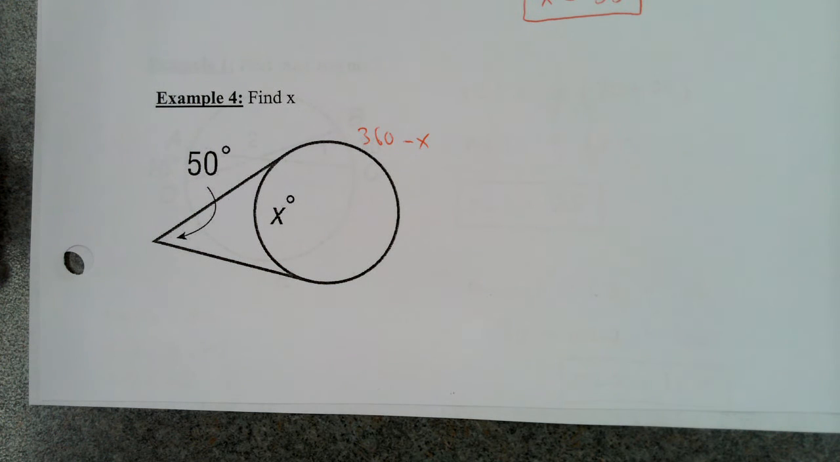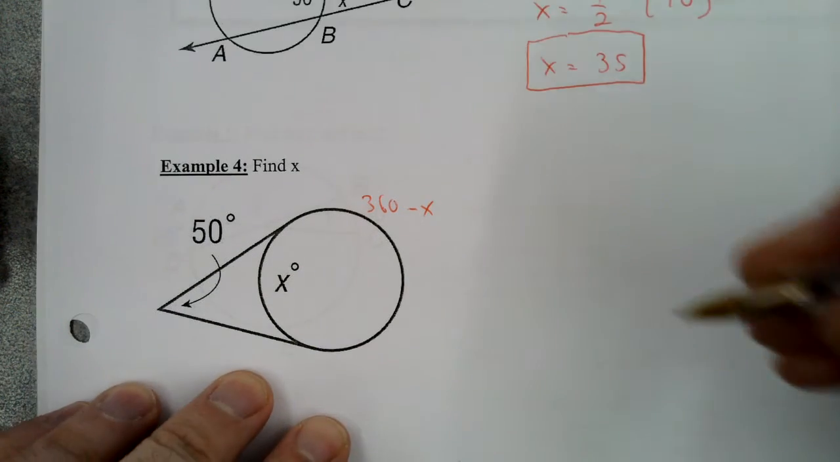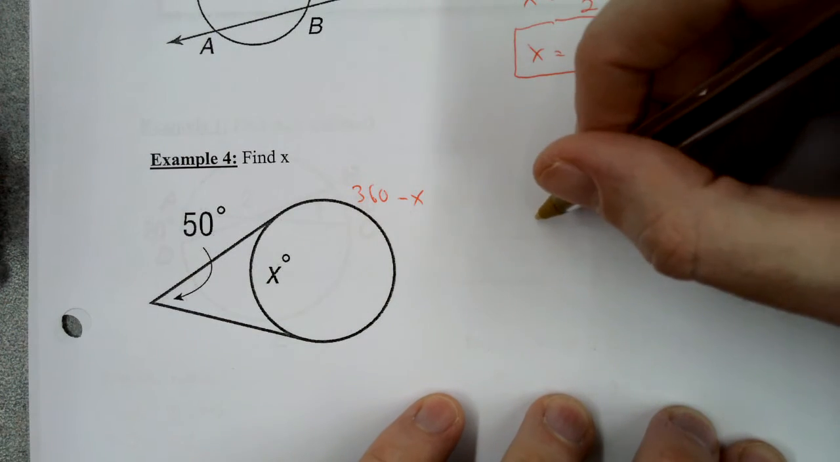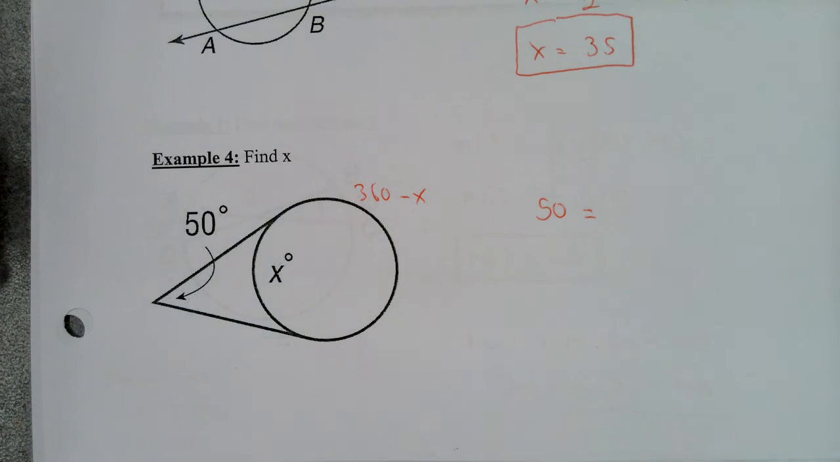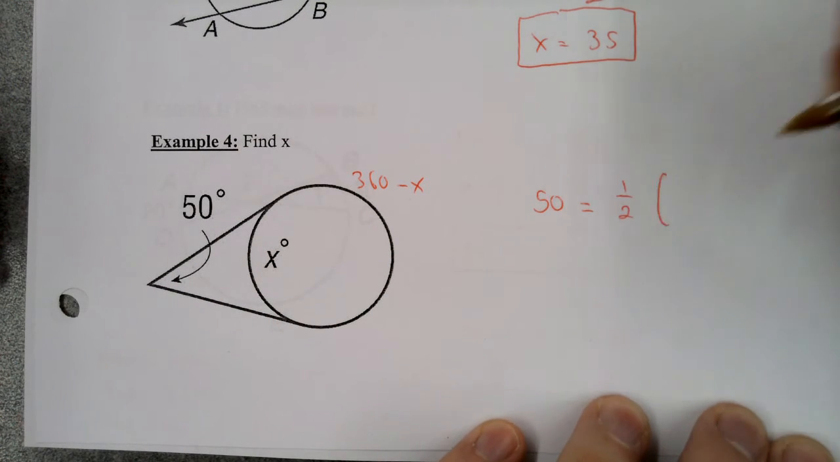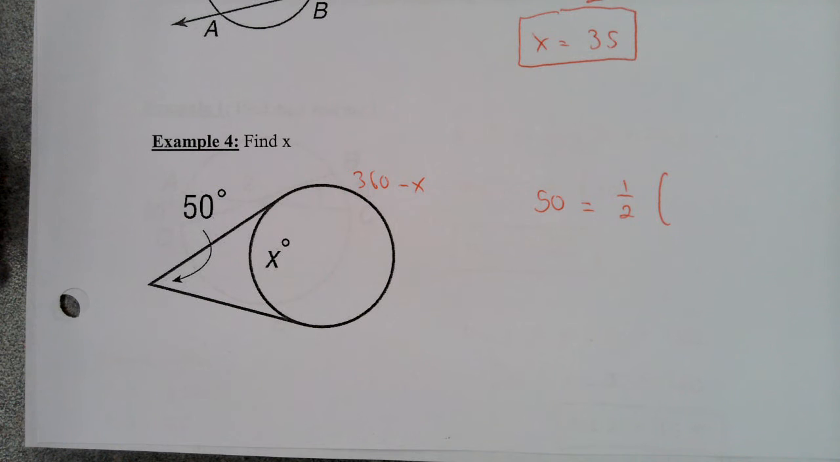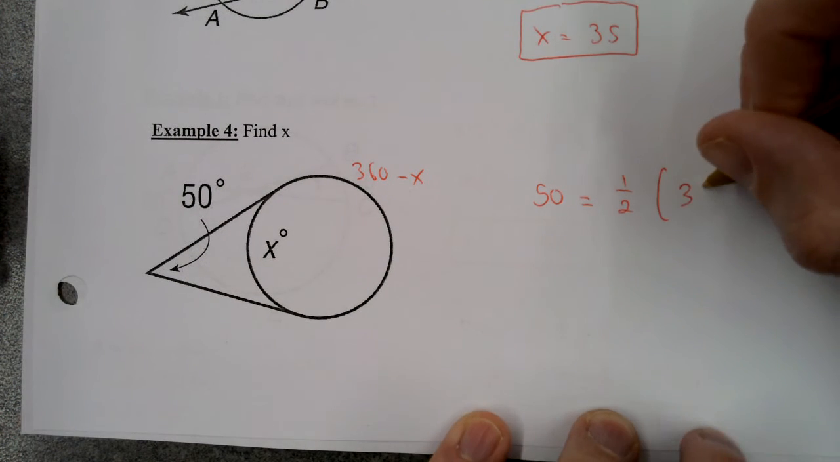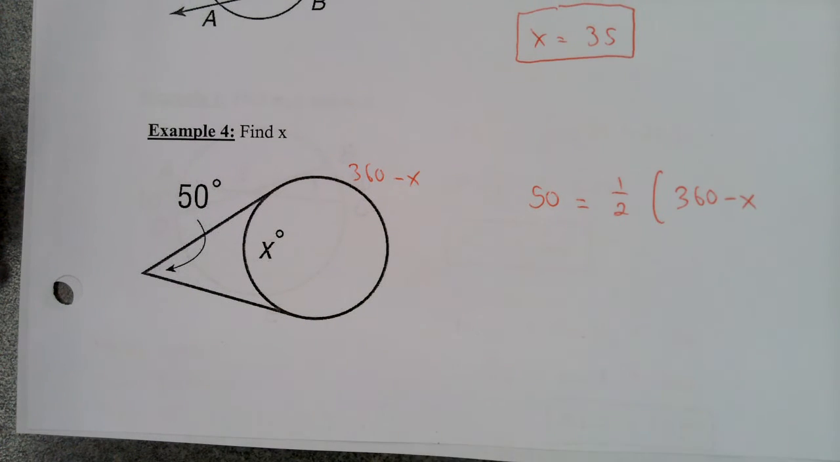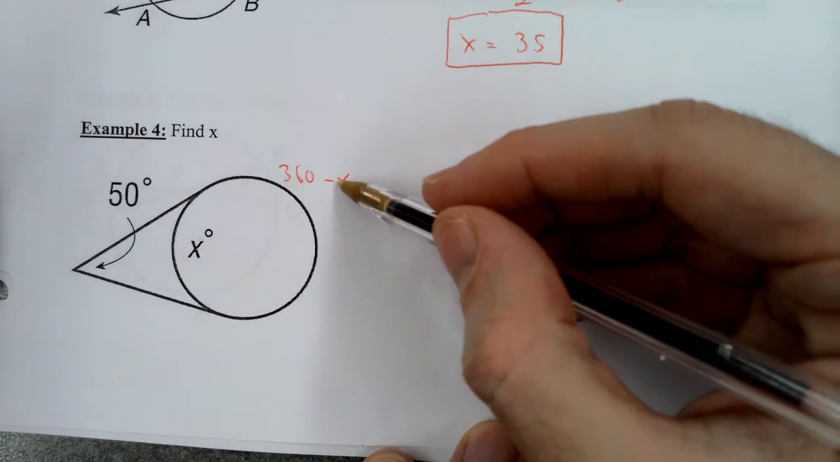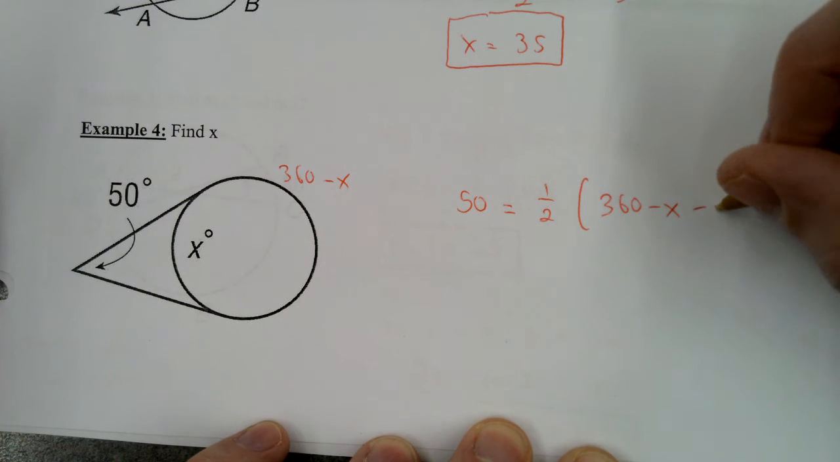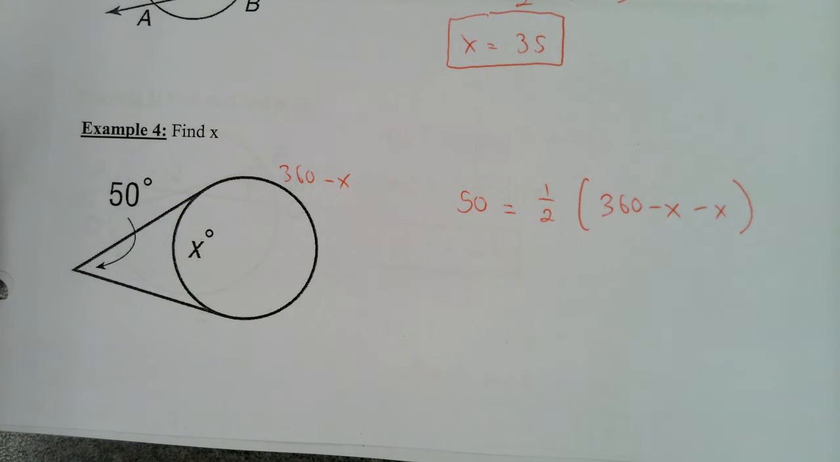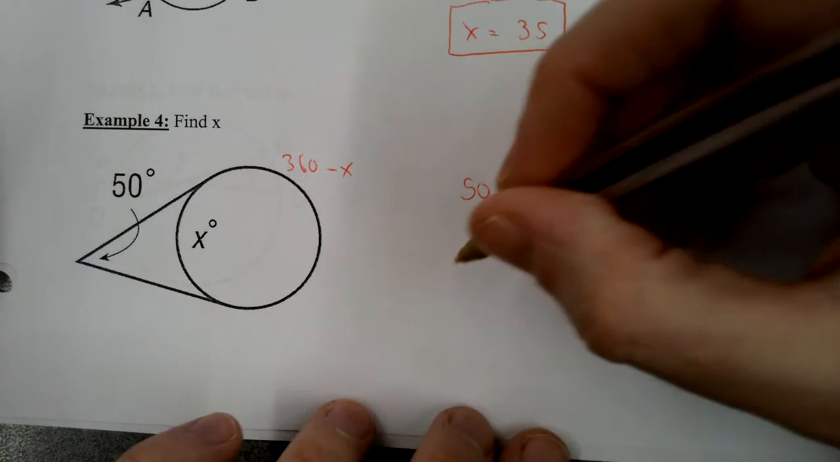Okay. So find x. 50 equals 1/2 of 360 minus x minus x. Because remember, you subtract the two arcs. So I'm doing 360 minus x minus that x. Let's make that minus 2x.